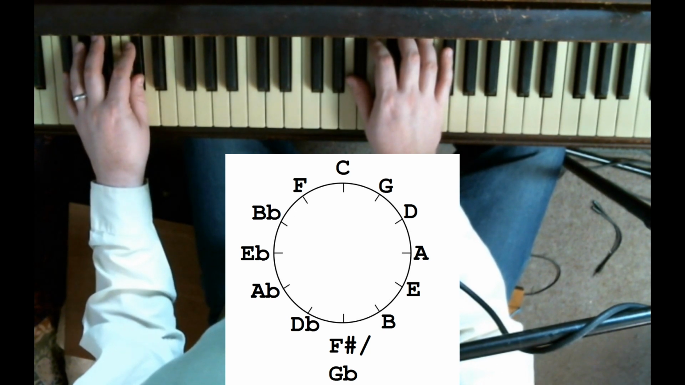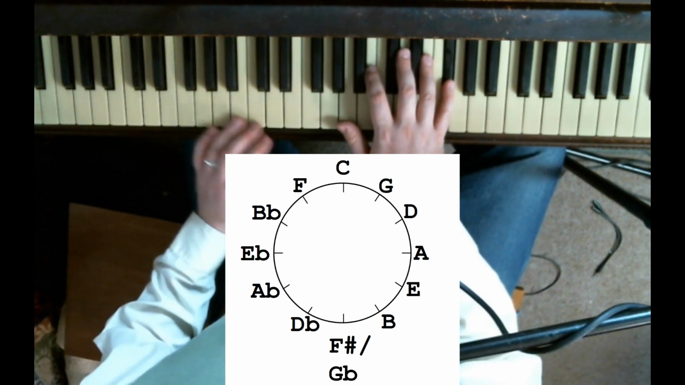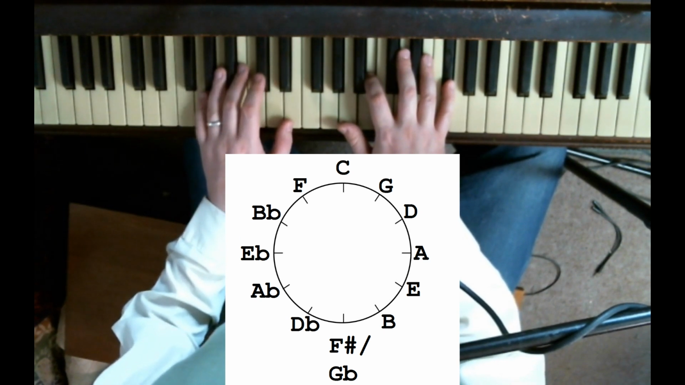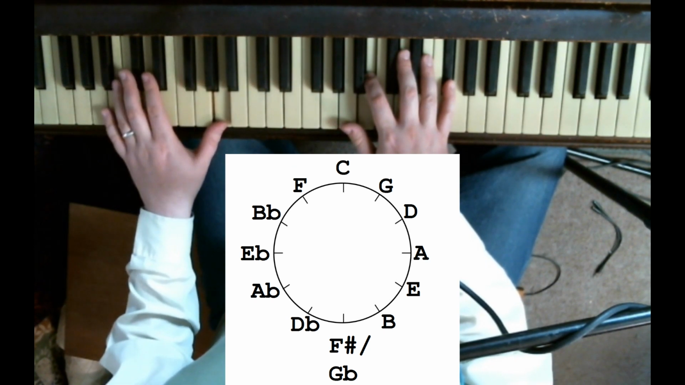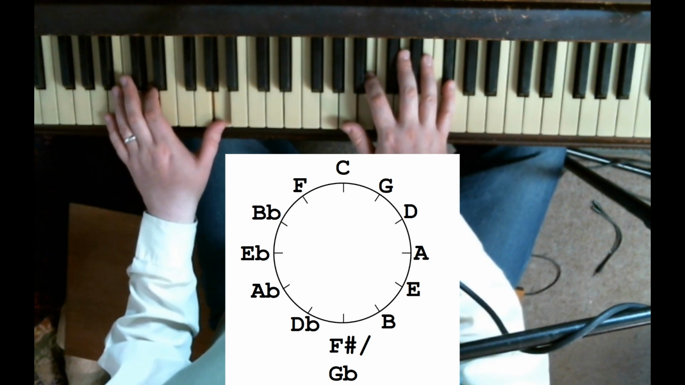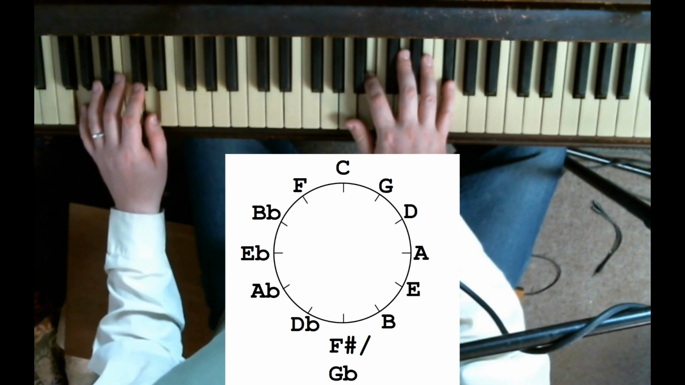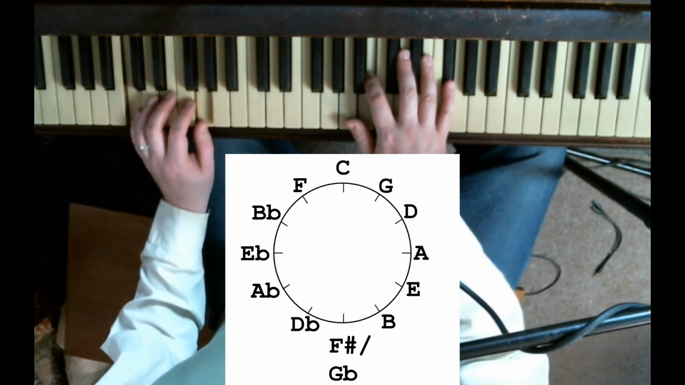So now let's convert this G flat into an F sharp to go into the sharp keys. So a fifth below F sharp is B. And then a fifth below B is E. And a fifth below E is A. A fifth below A is D. And then a fifth below D is G. And finally, a fifth below G is C.